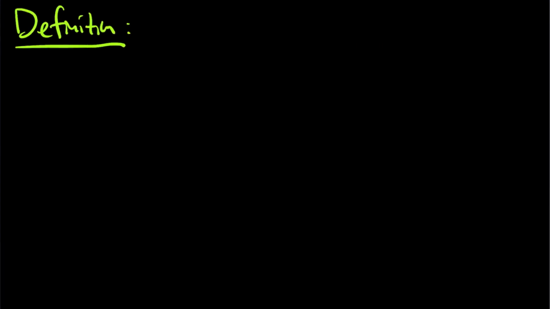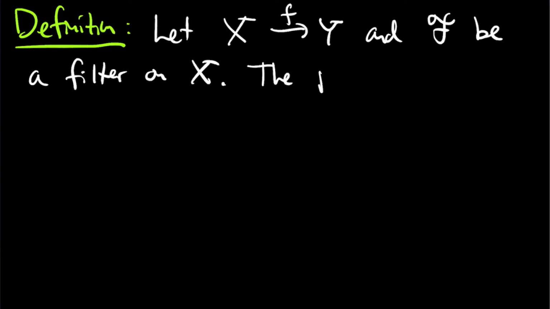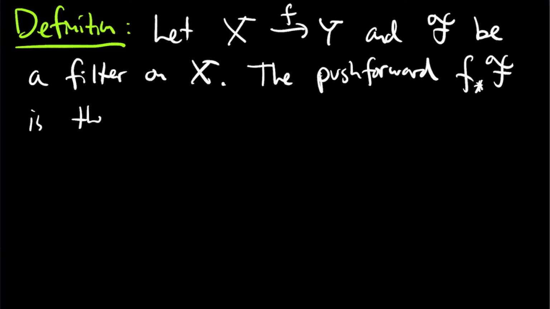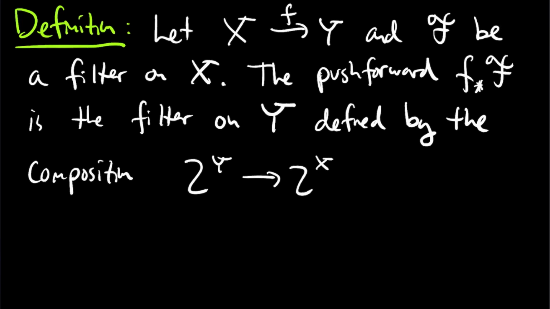Now, you can push filters forward through functions. So if you have a function f from a set X to a set Y, then you can push forward any filter on X to a filter on Y. And I think the easiest way to explain that is to pull subsets of Y back to subsets of X through the function. That gives you a map from the power set of Y to the power set of X.